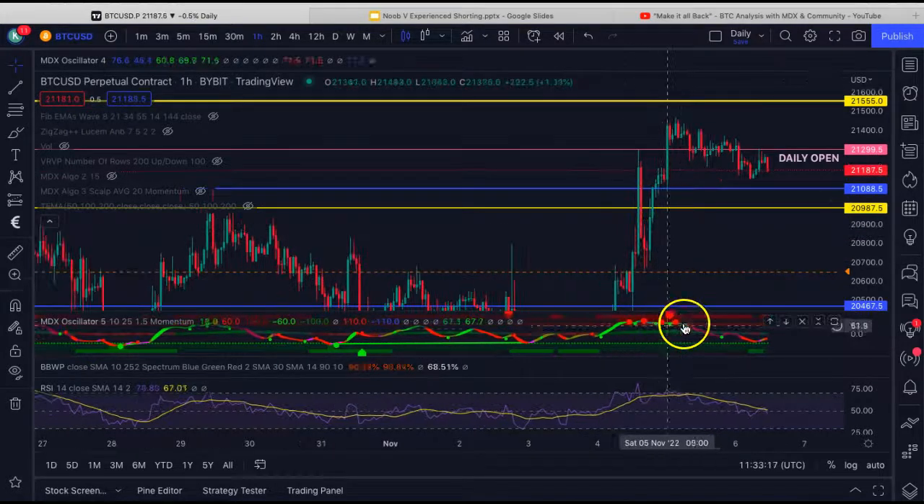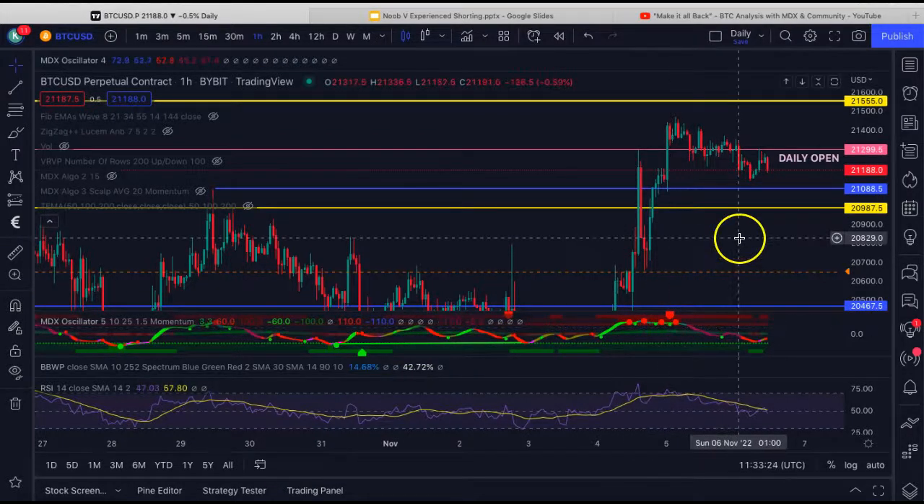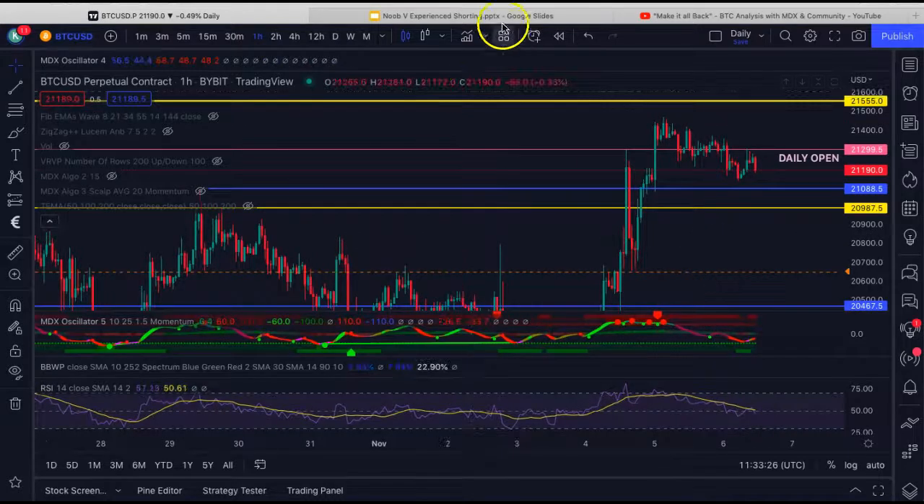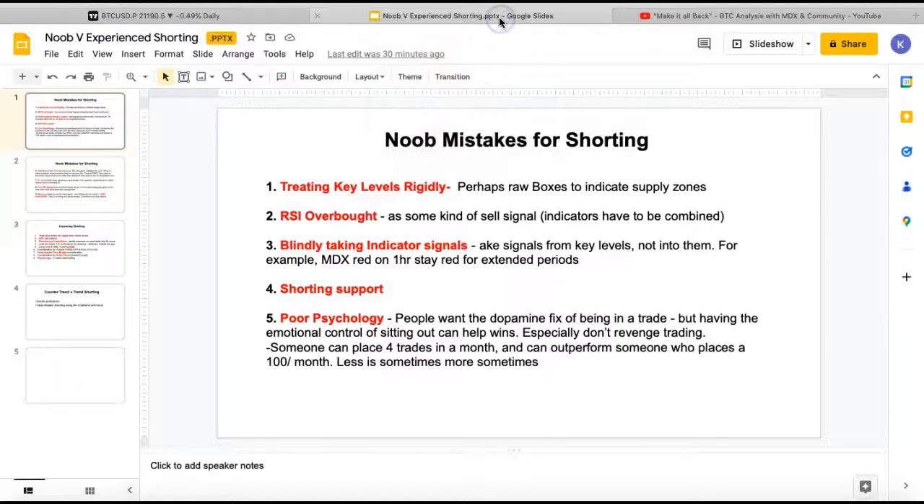And you might get a signal that's overbought or oversold, but a signal can stay overbought or oversold much longer than you can remain solvent. So it's always important to combine signal levels with your own analysis and don't take them blindly.